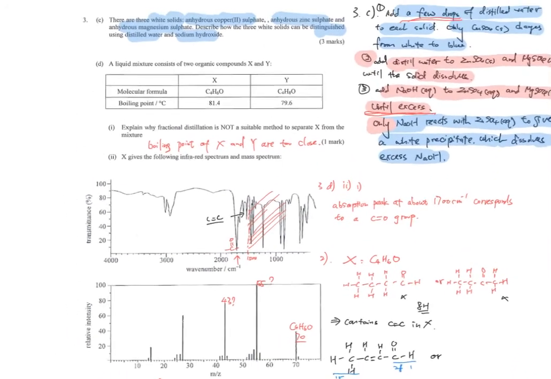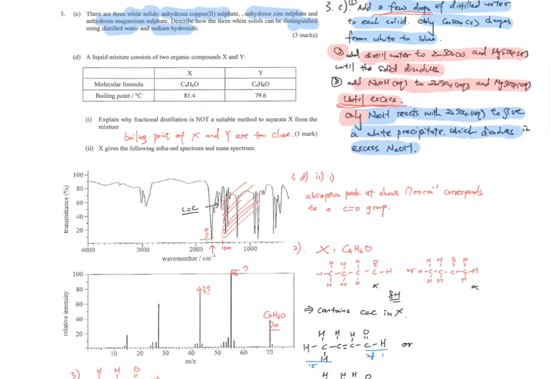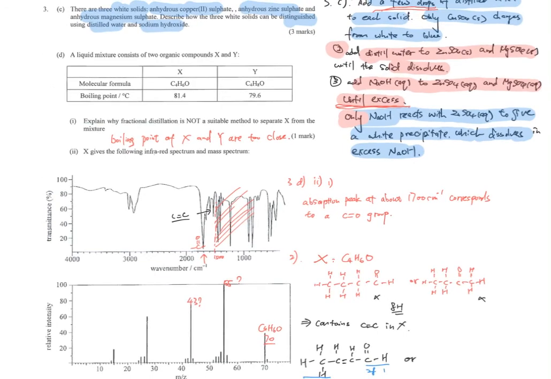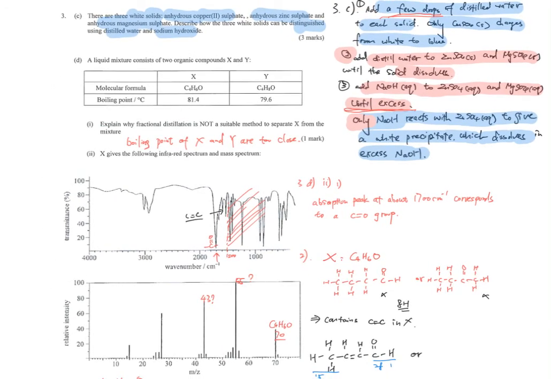Okay, then we go to part D. So part D is an organic compound. Normally we combine the infrared spectrum and the mass spectrum, so it is very important. So I suggest you go through this video many times, including the paper one, okay, to make sure that you understand the concepts in it.